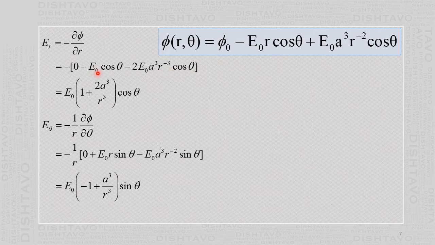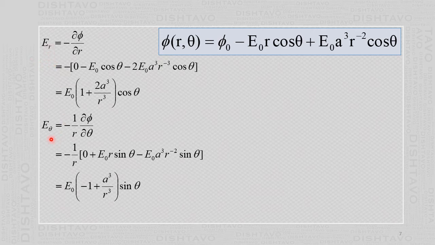In these two terms, first of all, if we take the minus inside, minus minus becomes plus, so all terms become plus. E naught we take outside, cos theta we take outside, and what remains here is 1, and here also minus minus plus, so what you get is 2A cube, and r raised to minus 3 goes in the denominator as r raised to 3. So this is the r component of the electric field.